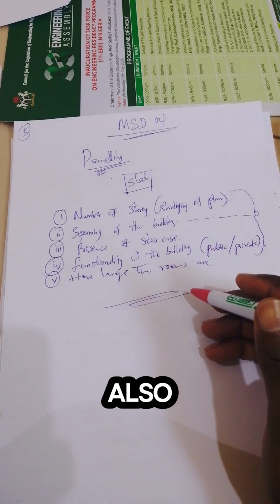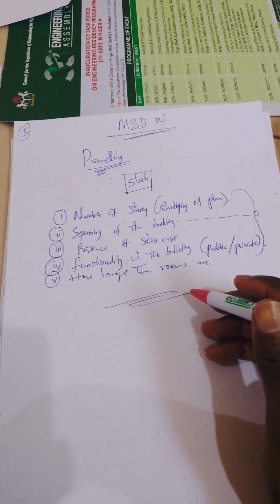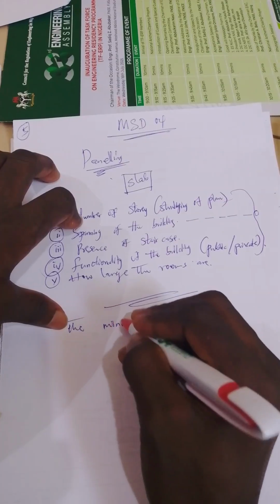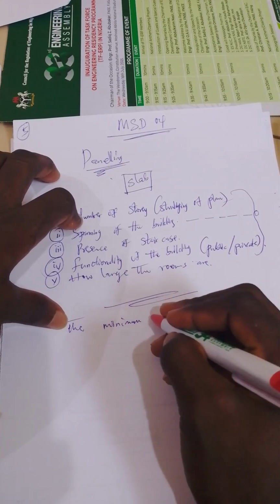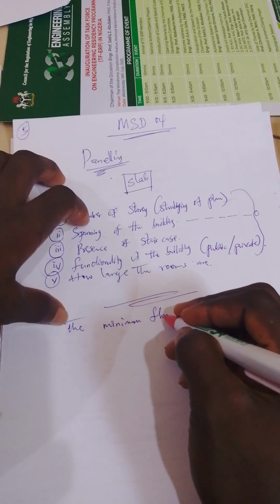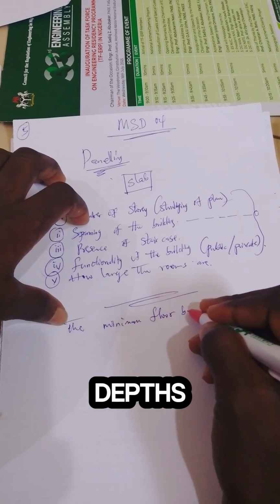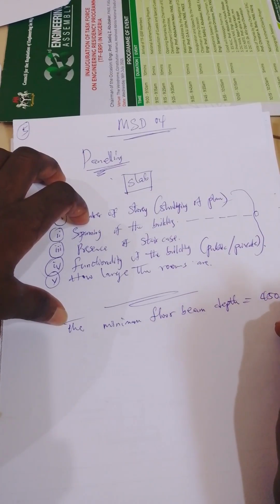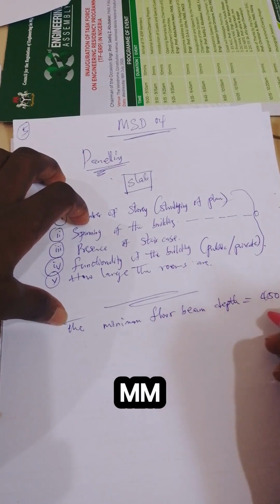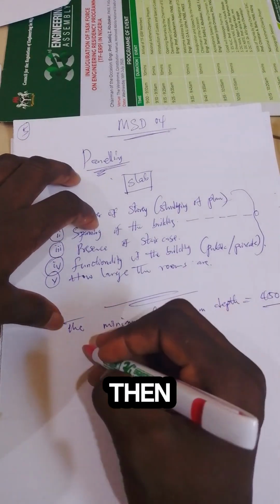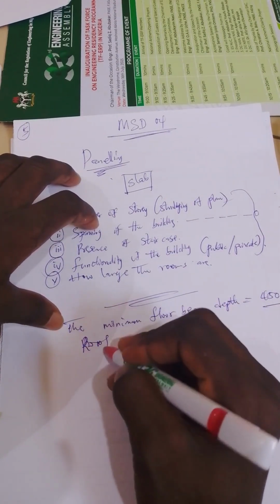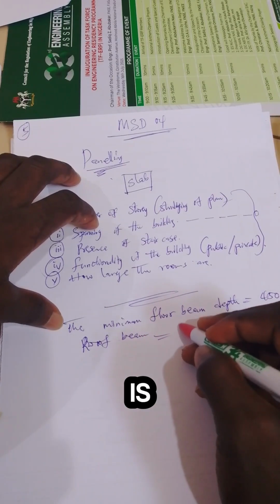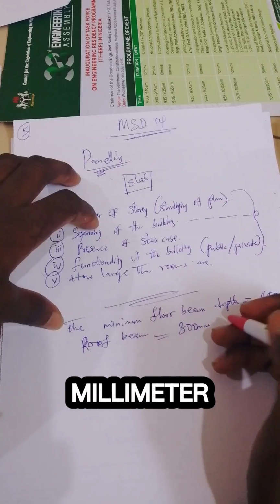Also, the guidelines: I say the minimum floor beam depth is 450 mm as the minimum depth. Then for roof beams, the minimum depth is 300 millimeter.